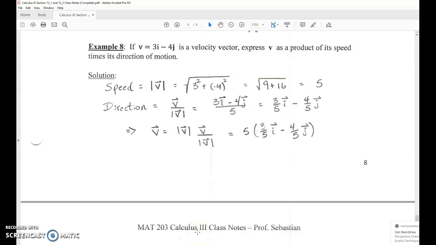Okay, this is the last video for our first set of notes section on sections 12.1 and 12.2. We are on example 8 on page 8. So we have all the information necessary to work through this example, so let's just talk about it.